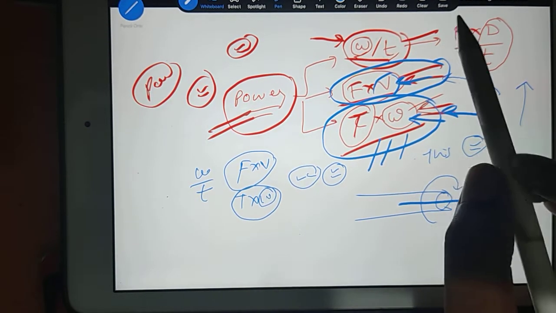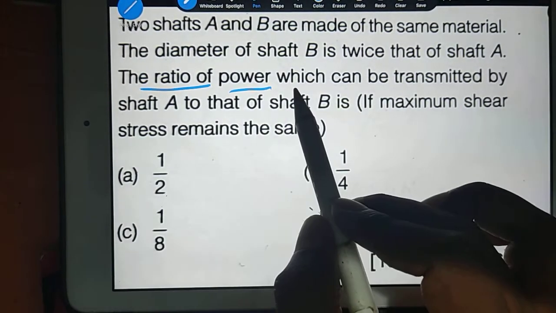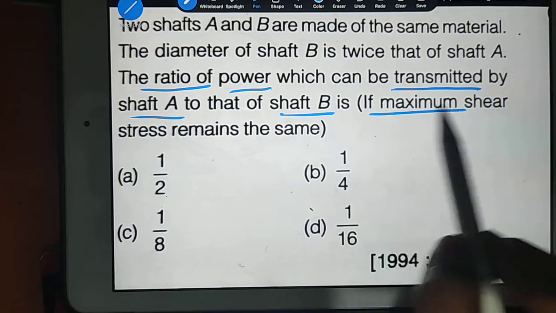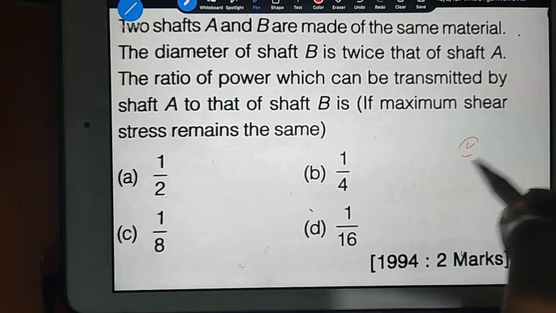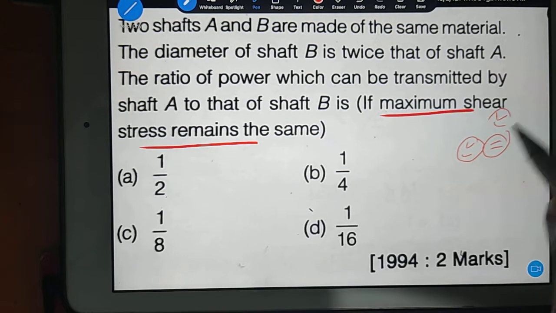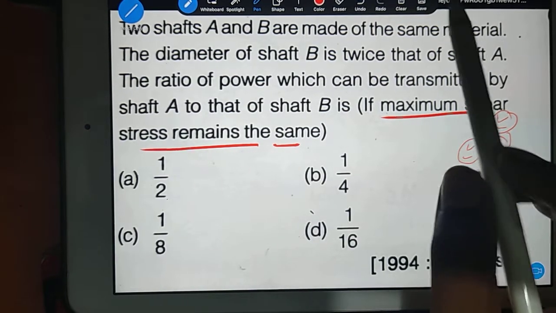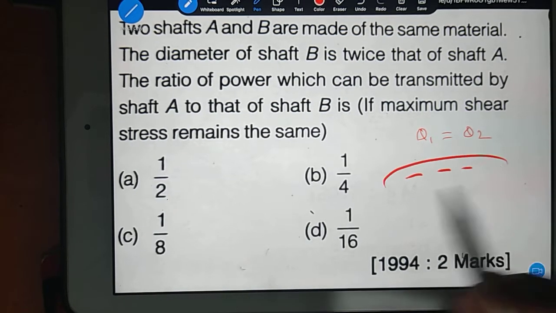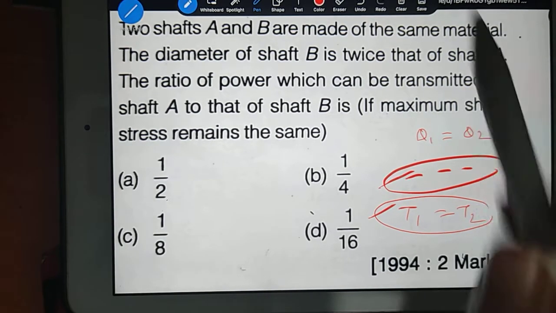So in this question, you can see what they are asking. The ratio of power which can be transmitted by shaft A to that of shaft B, if maximum shear stress remains the same. I told you, right? Whenever you discuss the concept of torsion or numericals in torsion, one thing will be constant. Sometimes they will give in the question itself what is constant or remaining same, or sometimes by your basic IQ you have to judge, like in the previous question your theta 1 and theta 2 were constant, right? So when we solve all the questions, there are so many questions where your T1 and T2 will be the same, right? Already we have discussed these things in the theory part.